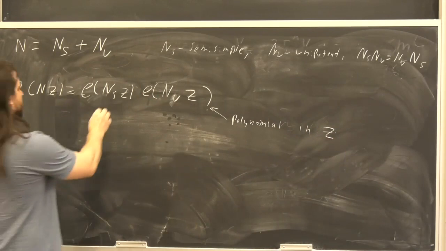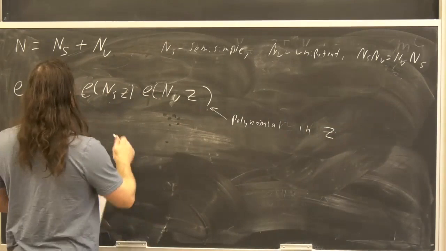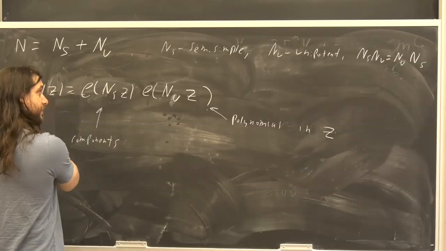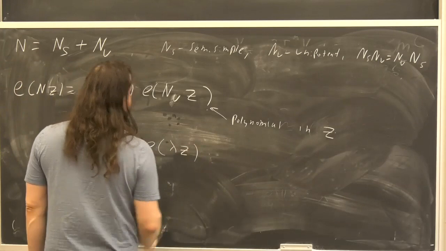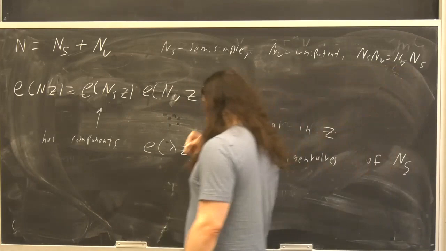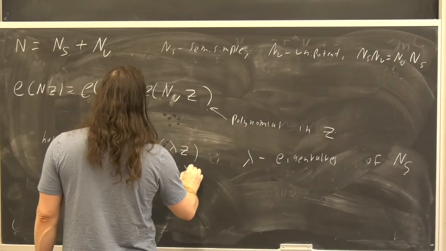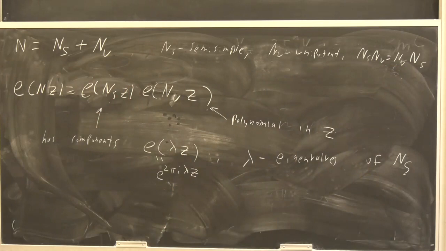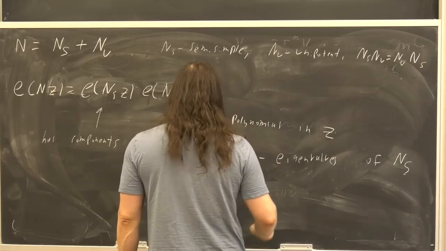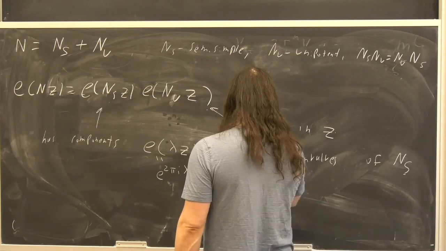Well, n_s here is diagonalizable. So if you look at its matrix in an appropriate basis, an eigenbasis, it looks like e of lambda z, where lambda are the eigenvalues of n_s. So recall this is e to the power of 2 pi i lambda z. And so extending this out a bit further, z is x plus i y, we get e to the power of 2 pi i lambda x times e to the power of minus 2 pi lambda y.